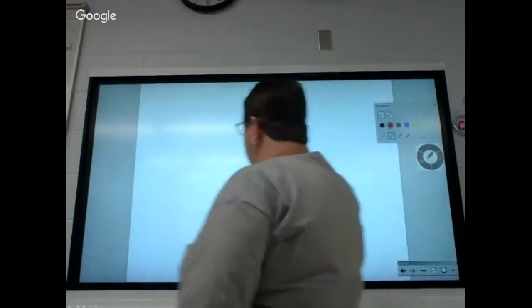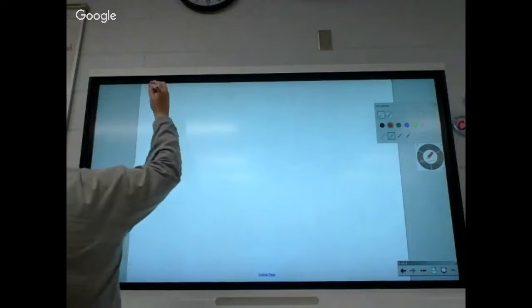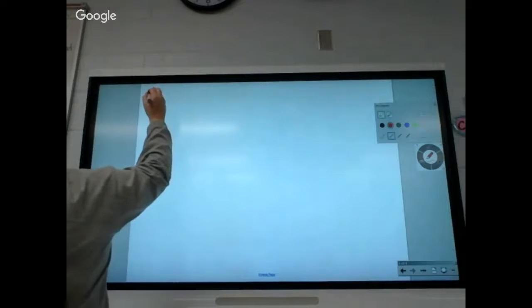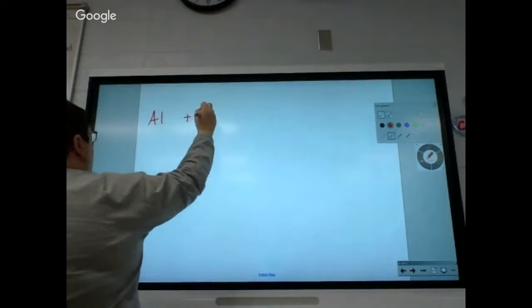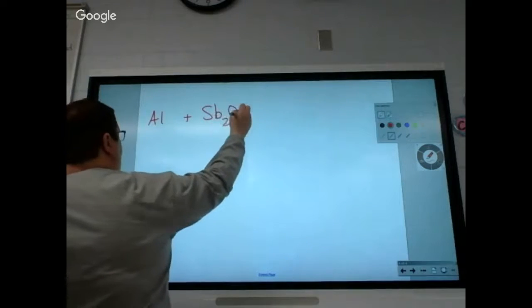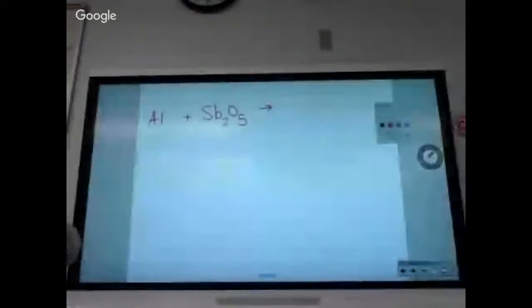So, let's say that we do, because I don't want to do that one. I gave you a hard one to start with. Let's say that we do, I don't know, let's do aluminum plus SB2O5 yields. I'll just vary it slightly, because I'm not going to start with one where you have to write the symbols and all that first. All right, so let's start with one that's already in symbol form to begin with.